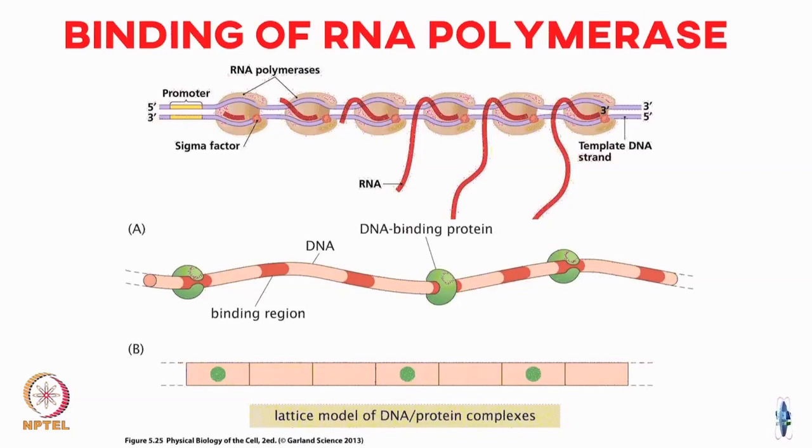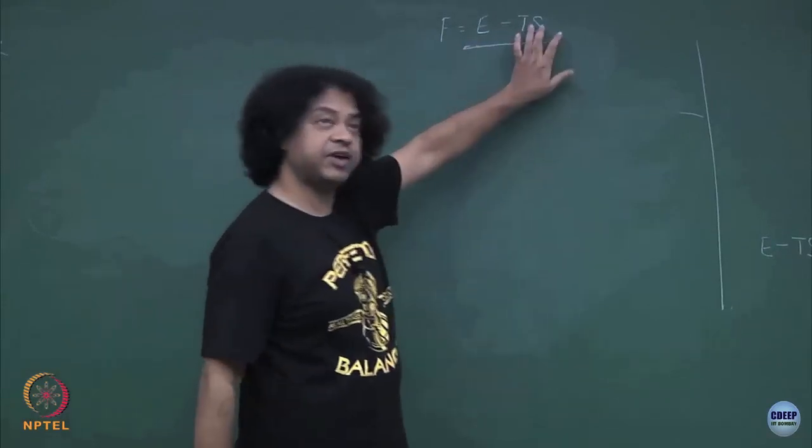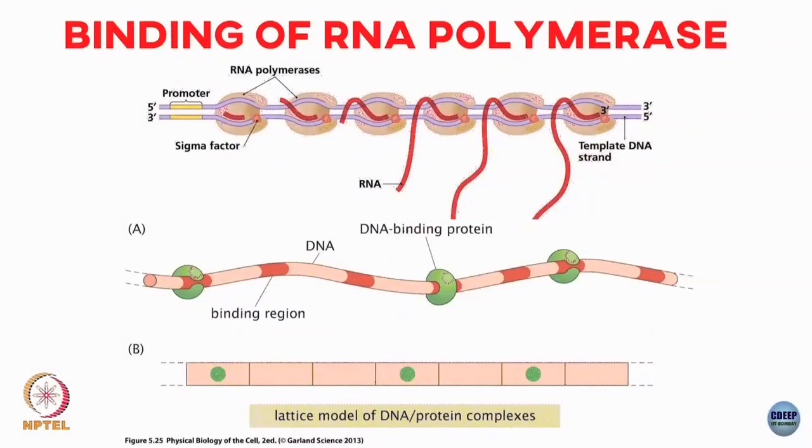So, an RNA polymerase or some protein can come and bind on certain specific sites, and maybe you want to calculate what is the probability of occupancy. So, what fraction of these binding sites on the DNA will be occupied by an RNA polymerase. We will do that, but let us first do a simpler problem. So remember the free energy is E minus T S. So, let me for the time being first consider just the entropy part, I will come back to the energy part later on.